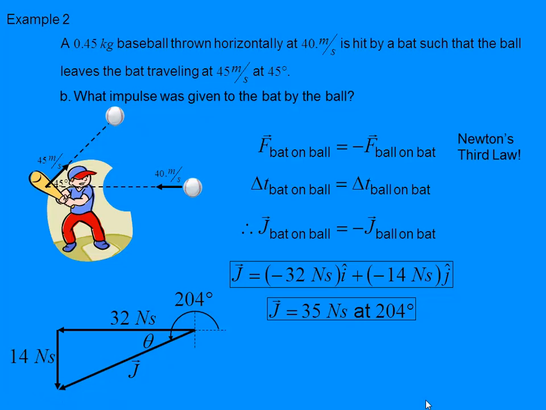Notice that's 180 degrees from the impulse on the ball by the bat. So hopefully you see here that we really don't have to do any calculations. We just have to understand that impulses are force times time. And by Newton's third law, the forces are going to be equal and opposite, the times are going to be equal, and therefore the impulses have to be equal and opposite, and boom, you're done.